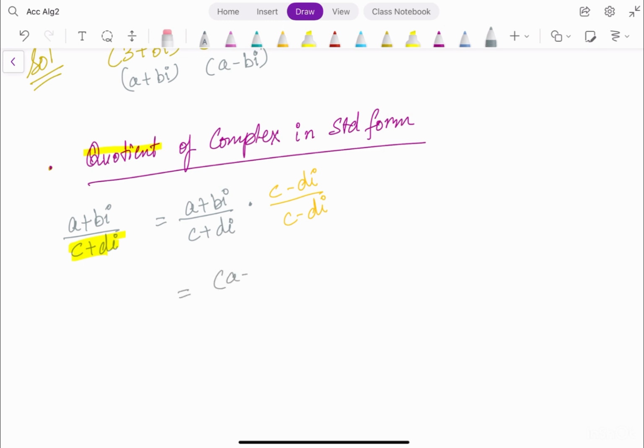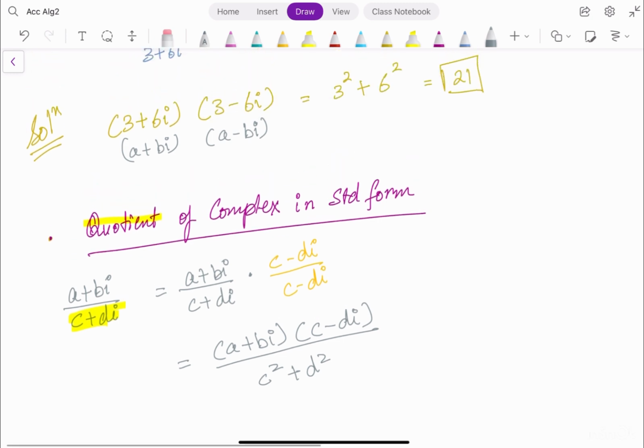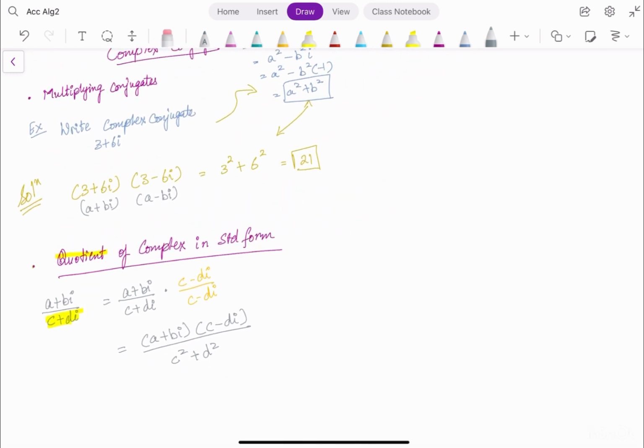So multiply the numerators together and multiply the denominators together. When you multiply the denominators together, that is the same identity that we just did with multiplying the conjugates, right? So you can rewrite it as c squared plus d squared. See the above property, a squared plus b squared. That is the same thing.